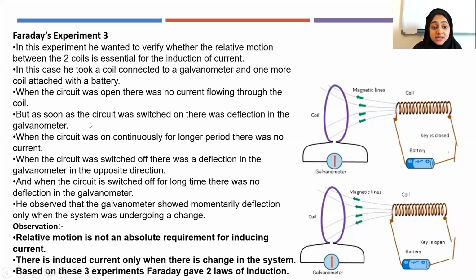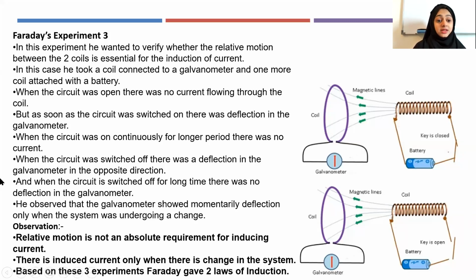But as soon as the circuit was switched on, there was deflection in the galvanometer. As soon as we switch on, the battery will flow current through the coil. So what will happen? Will there be a magnetic field? Yes. Suppose it produced 5 Tesla. 5 Tesla is a large amount, it's an exaggeration, I know that. But still, let us see. When the key is open, the magnetic field is 0 Tesla. Now, when we switch on, the magnetic field suddenly increases to 5 Tesla.